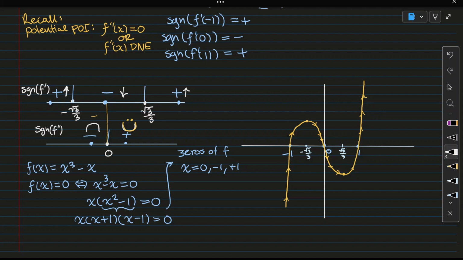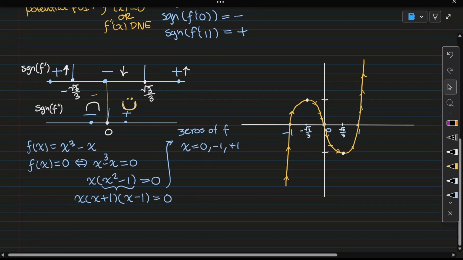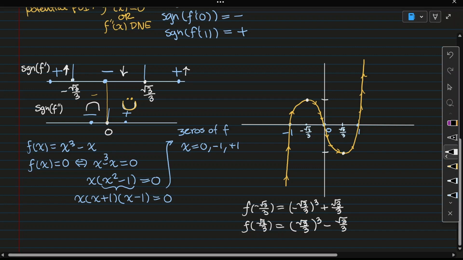Now, suppose I wanted to know what these y values are here. What is the actual value of these points? Well, what I would do is find f of -√3/3, and f of +√3/3. We can do that real quick. This is going to be -√3/3 cubed plus √3/3, and this is going to be +√3/3 cubed minus √3/3.